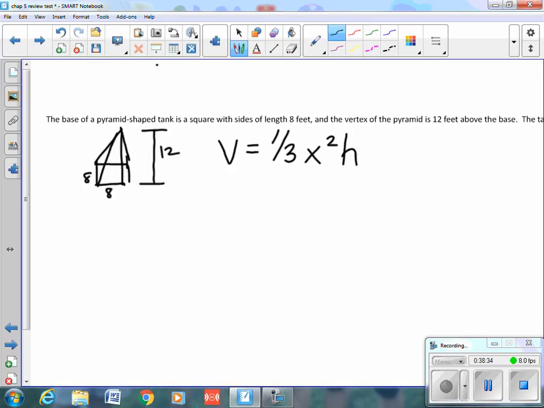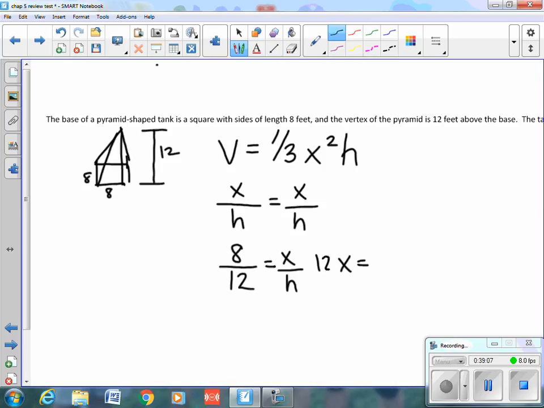So, just like the ones in your packet, you have to work in only one variable. So I'm going to do a proportion. I'm going to go x is to h as x is to h. I can't do r is to h because it's not radius in this problem. There are no circles in this problem. So you're going to put in what you know. You're going to go 8 is to 12 as x is to h, and you're going to get 12x equals 8h. So x equals 2/3 of an h.